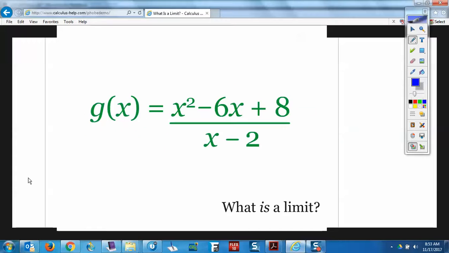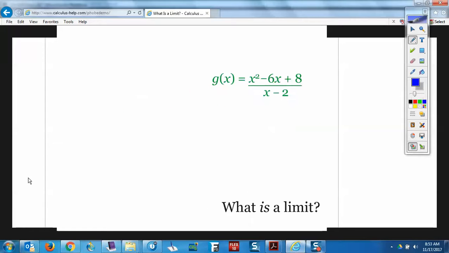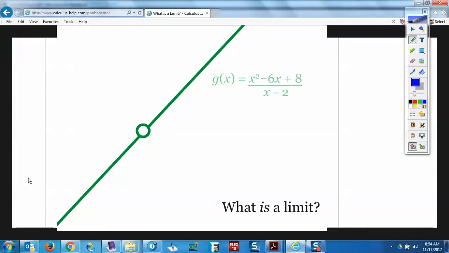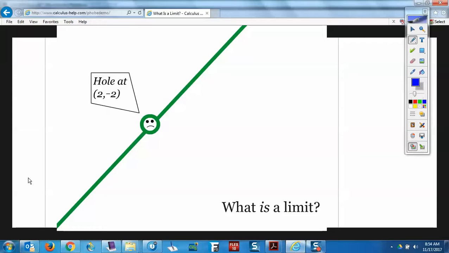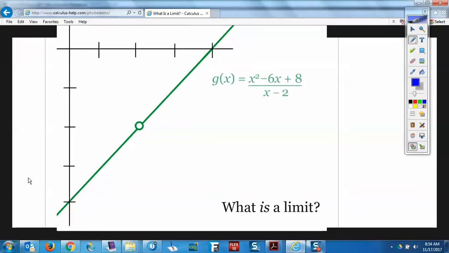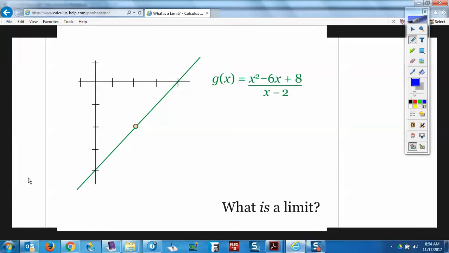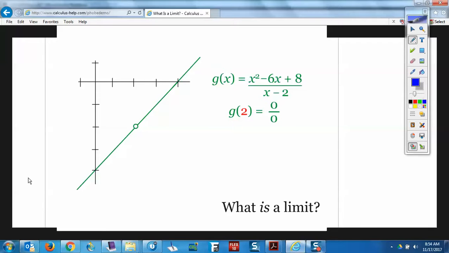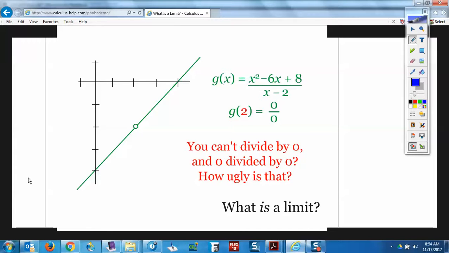Take for example this function, g of x equals the fraction x squared minus 6x plus 8 divided by the quantity x minus 2. Here's what the graph looks like. It looks like a plain old line. Or does it? If we zoom in, you'll see that it has a hole in it at the coordinates 2, negative 2. The hole exists because plugging x equals 2 into the function results in 0 divided by 0. And we know that dividing by 0 is a very bad idea. It breaks mathematical laws that we really can't even get into here.